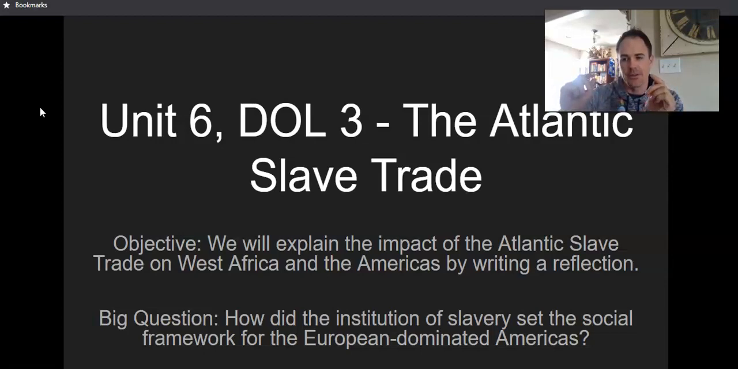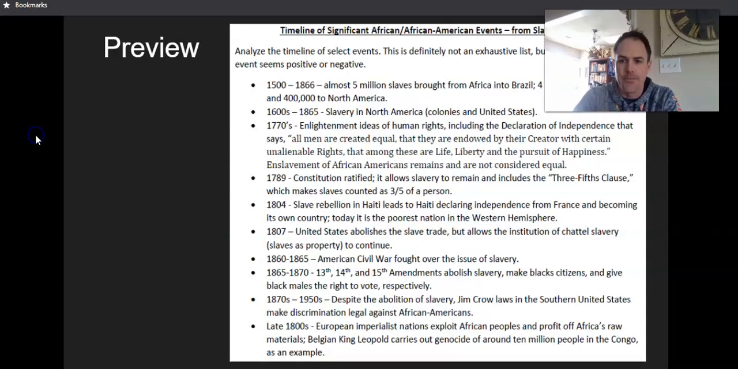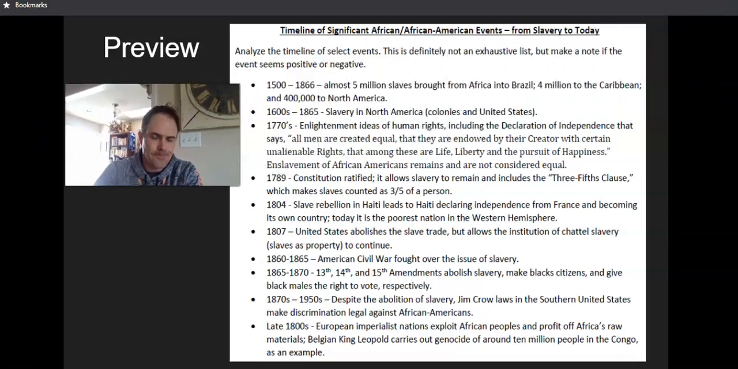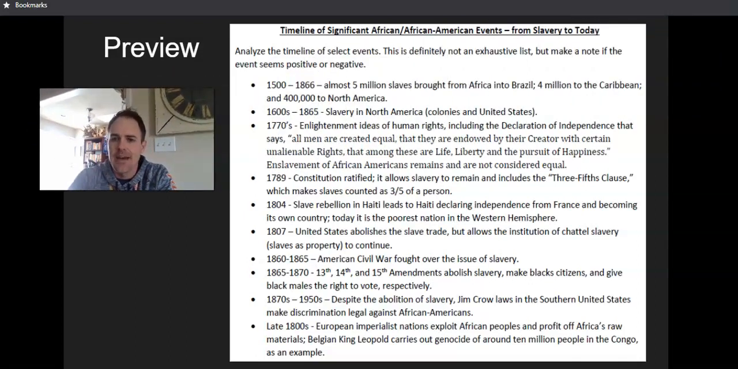Okay, so I want to make clear we're still talking about the Columbian Exchange. We're just looking at one piece of it, a very important, influential piece, and that is the Atlantic slave trade. So here we go, as always, with our preview. I put on the screen here a timeline of significant African and African American events from slavery to today. Primarily, these are from the United States, but also from other countries.